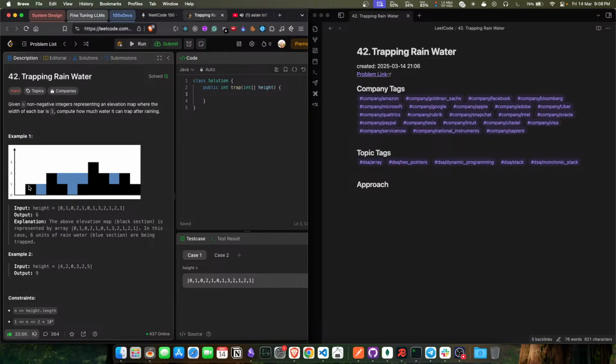This is the, let's say, first high altitude. This is the next high altitude. We can only store water up to this height, right? Yeah.